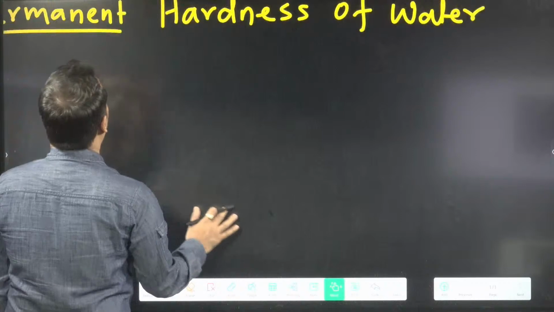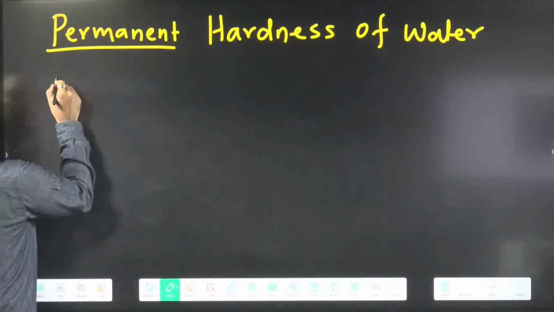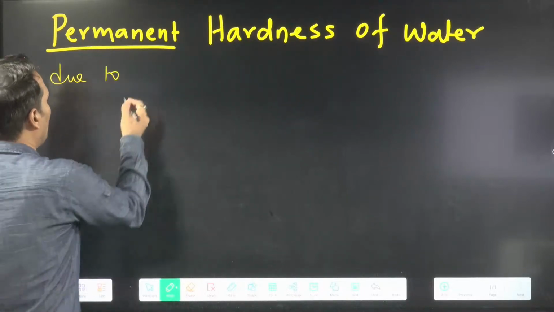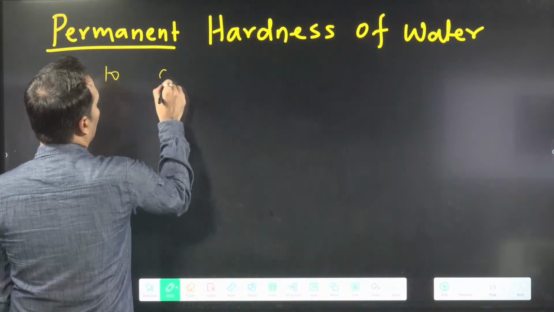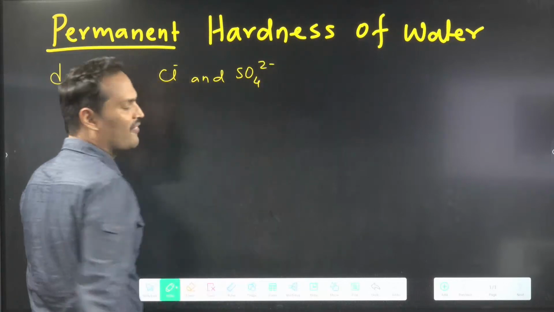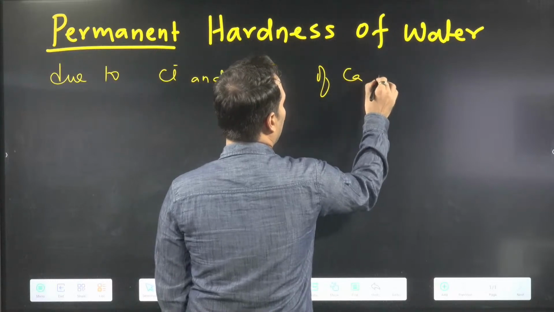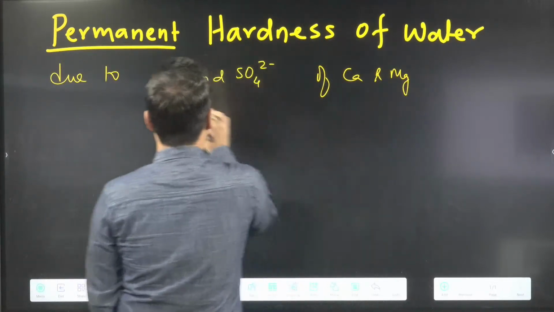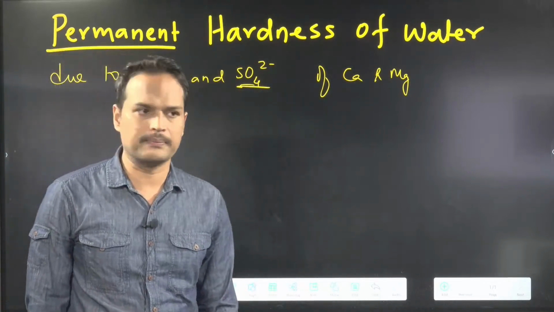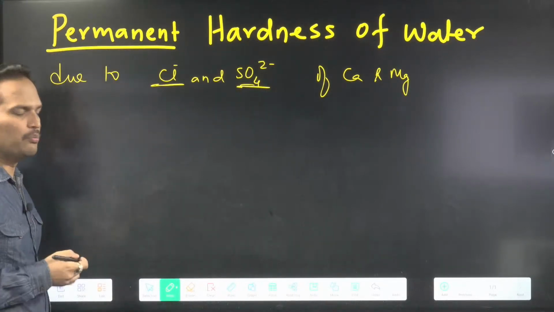So the first point is why we have permanent hardness. Permanent hardness was due to what? Due to chloride and sulfate of calcium and magnesium. Due to bicarbonate, it was temporary hardness. Done? Then in this, again, we have to see how to remove permanent hardness.